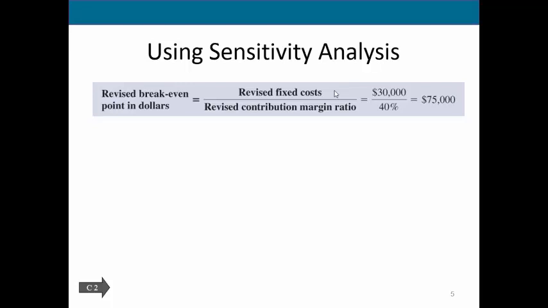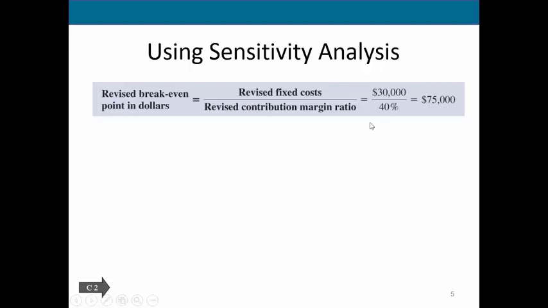So you can see here, now we've changed things up a little bit, and we are trying to calculate our break-even point if we've changed our fixed costs. How have we changed our fixed costs? We've said that our fixed costs have increased. If you'll remember before, fixed costs were $24,000. Well, now we've increased those to $30,000.